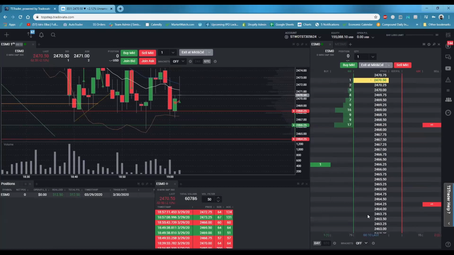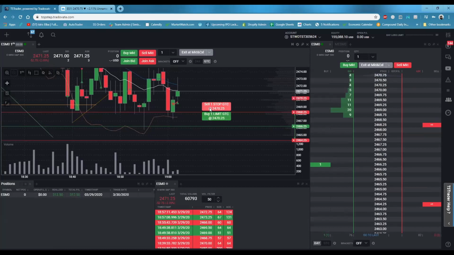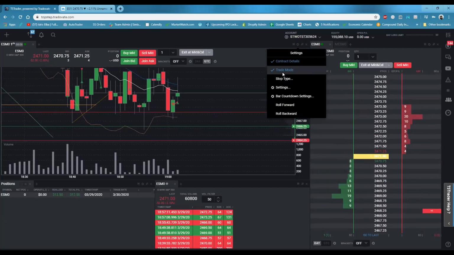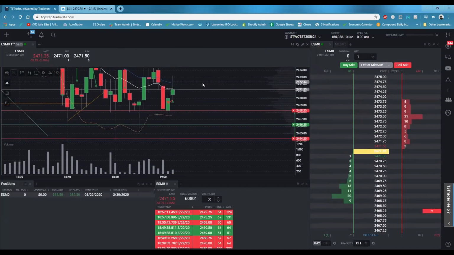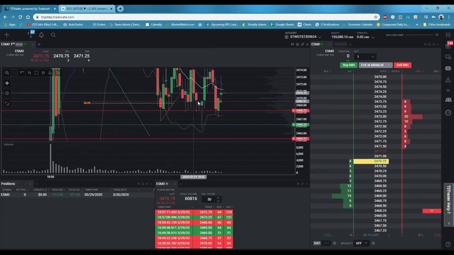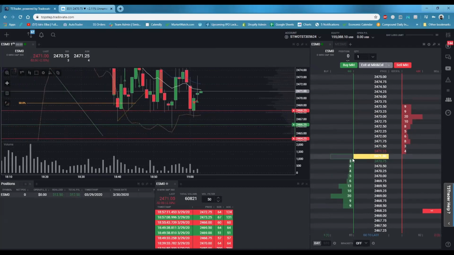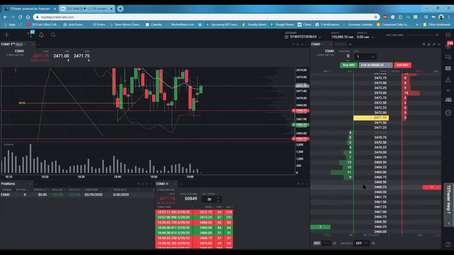I went to go change these. I guess you know what? I got to turn this click-on-the-chart trade mode off. There we go. It's trade mode. I usually don't have that on mine. That's why. Sorry about that. Anyway, whatever. 2 ticks right there.